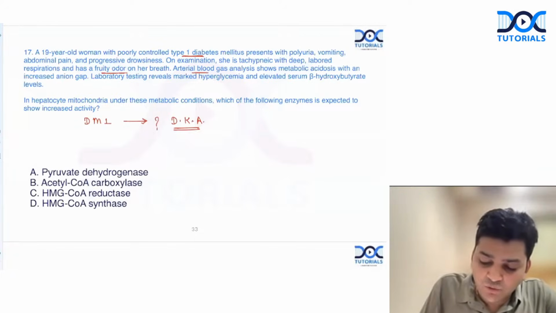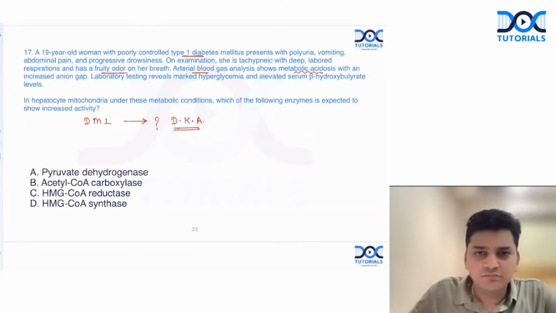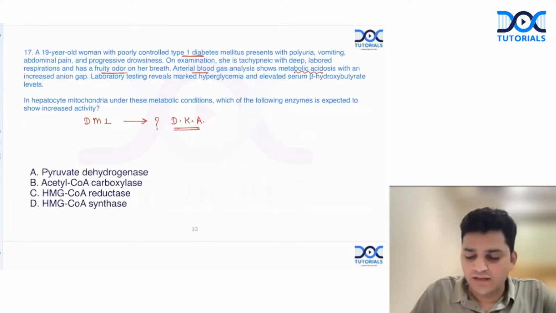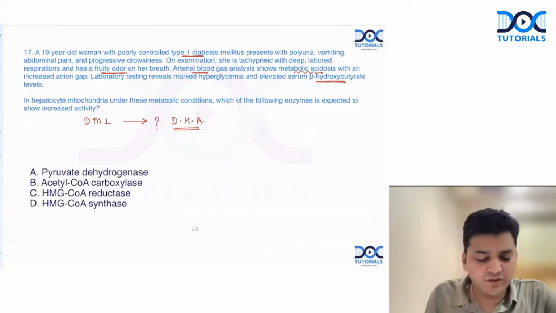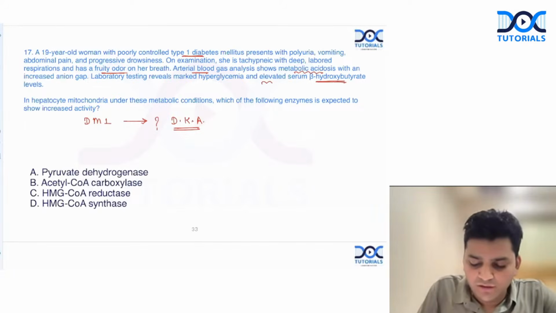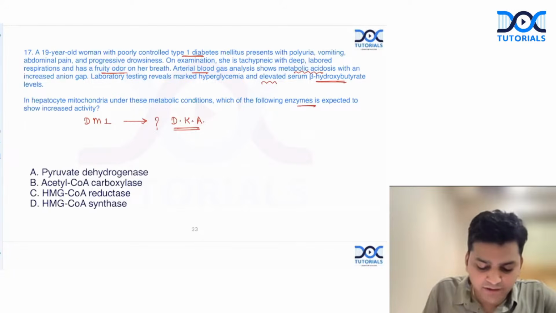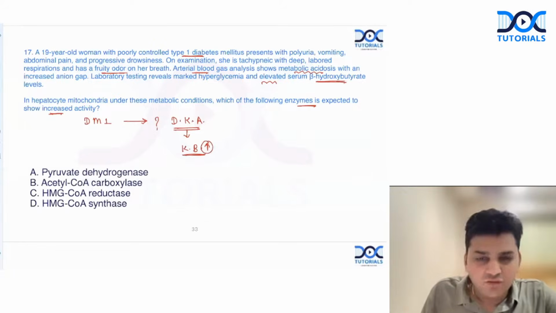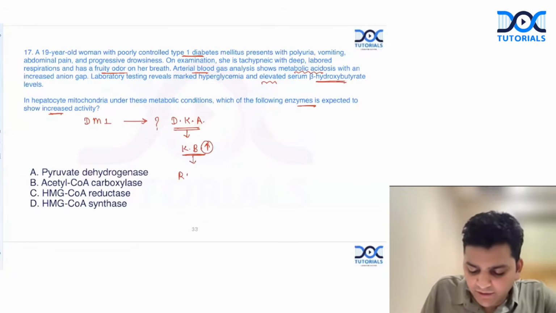The ABG is showing metabolic acidosis. So I was pretty much sure that it is diabetic ketoacidosis. And they have mentioned that the ketone bodies are also increased. The beta hydroxybutyrate is more. Which of the following enzymes is expected to show increased activity? Means in diabetic ketoacidosis, we know that the ketone bodies are more, and to make the ketone bodies, the rate limiting enzyme of ketone body synthesis should work more.